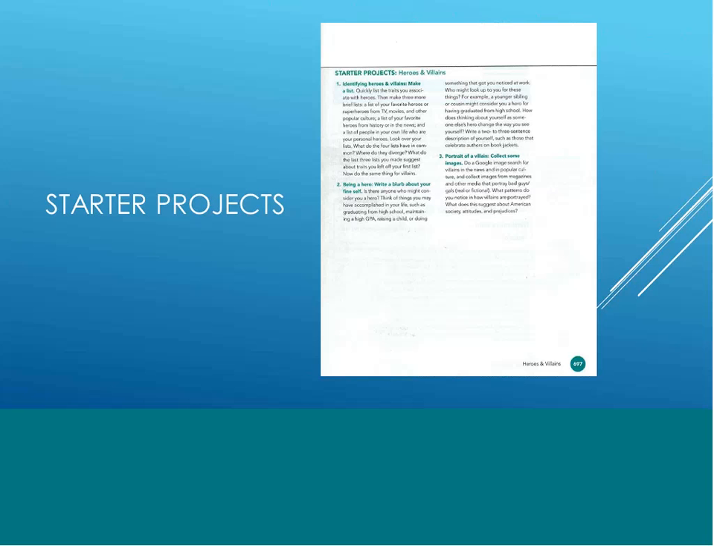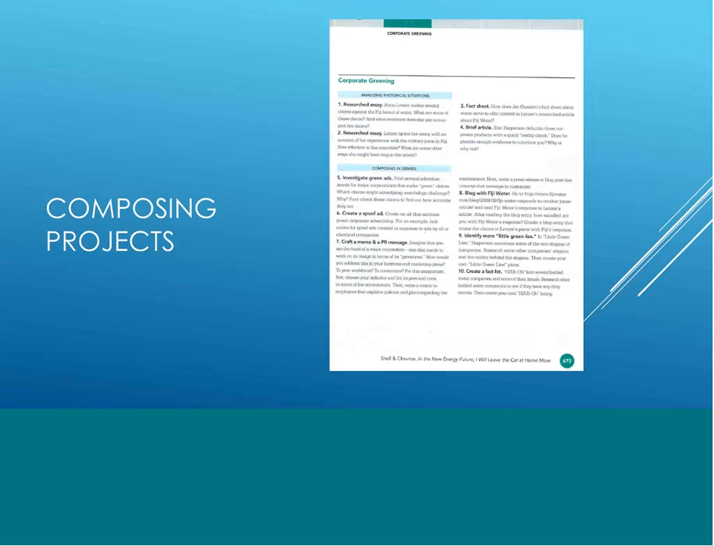So we have a range for each of the reading chapters, starter projects to get students really thinking about the theme. And then we also have composing projects throughout the book, and these are prompts that would get students thinking about topics or issues that have been raised in the readings in that chapter, and then give them ideas for pieces that they could compose in response in some way to what they've been reading.